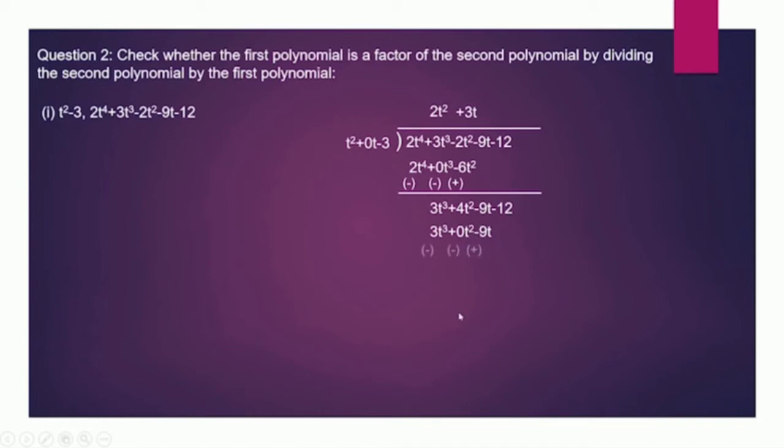Now after subtracting, 3t cube minus 3t cube, we will get 0, and 4t square minus 0t square, we will get 4t square itself. Minus 9t plus 9t will get cancelled, and here minus 12. Okay, therefore we can write 4t square minus 12.